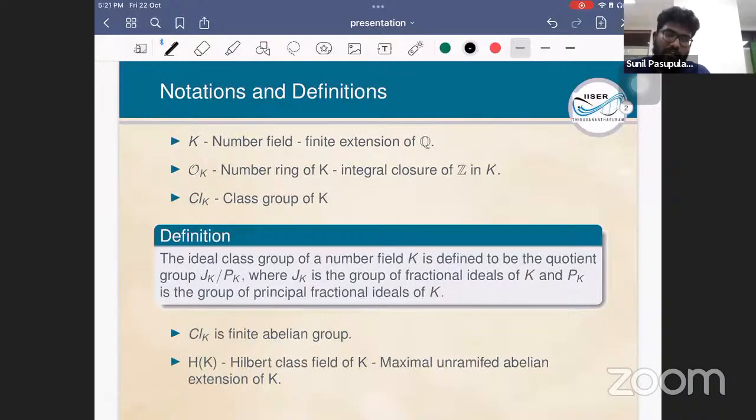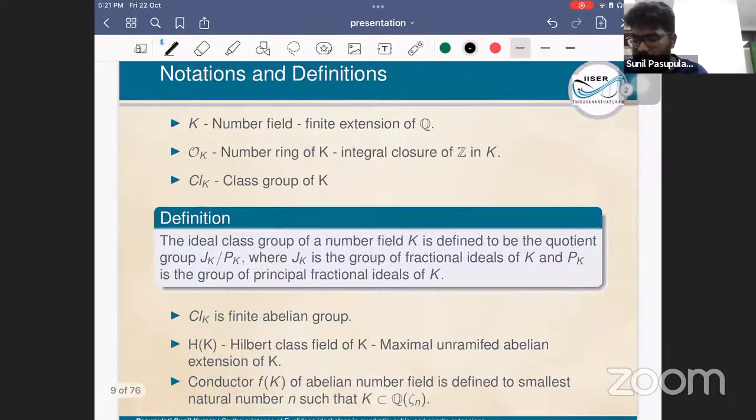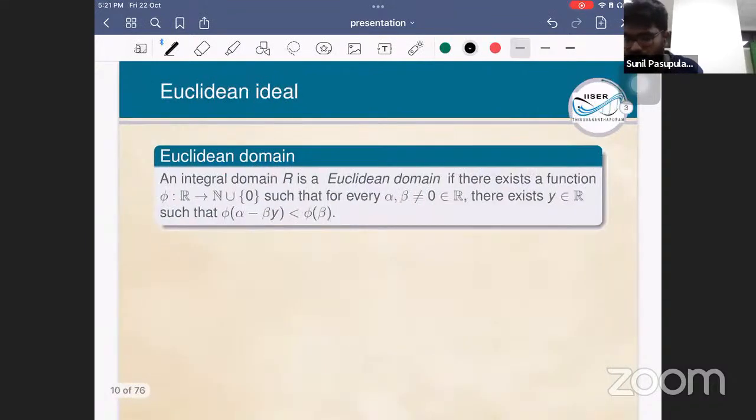I denote by H of K the Hilbert class field of K, which is the maximal unramified abelian extension of K. And I define something called the conductor of abelian number fields, which is the smallest natural number n such that K is contained in Q zeta n. We know that any abelian extension is contained in some Q zeta n. Such a smallest one is called the conductor.